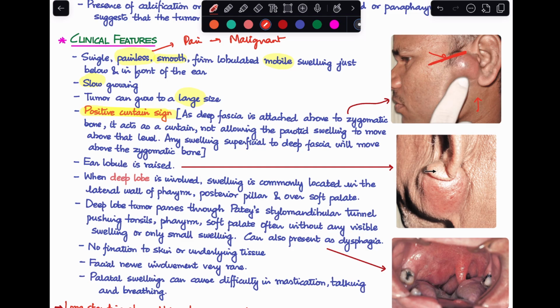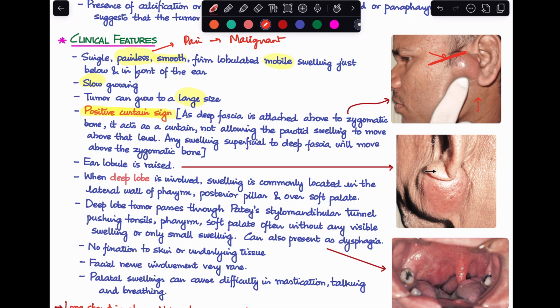So any swelling, if it is superficial to the deep fascia, will be able to move above the zygomatic bone. But because the parotid lies below this, and the parotid tumor will be lying below the deep fascia, it will not be able to go above this level. This is known as positive curtain sign.